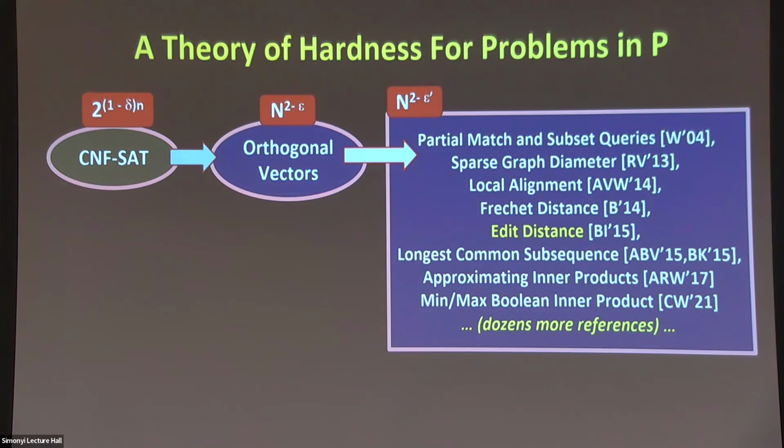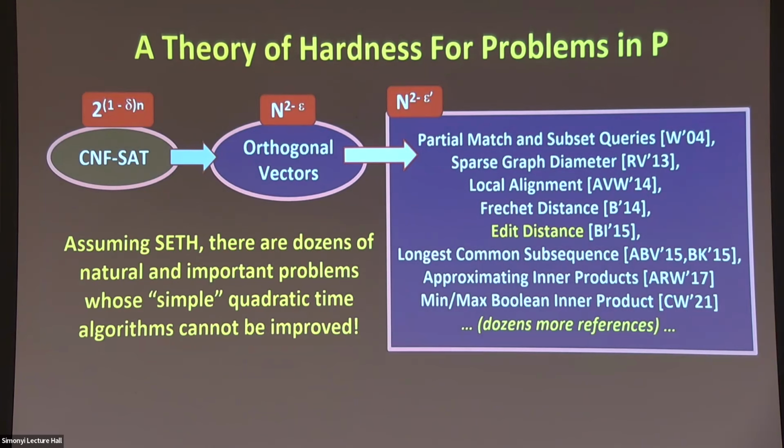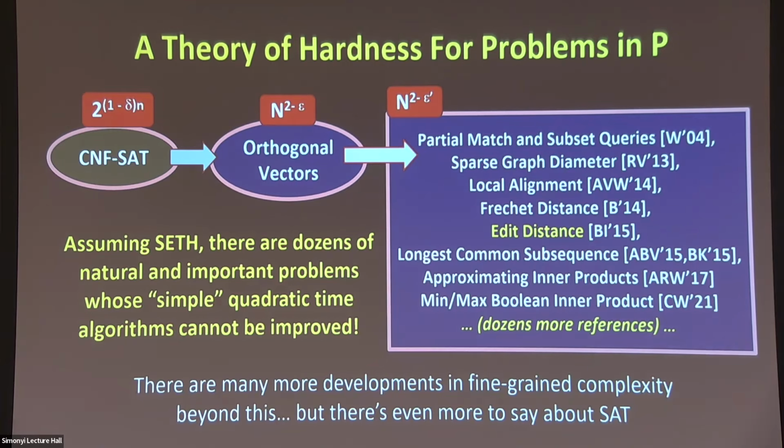So like computing the edit distance between 2 strings, there's a quadratic time algorithm, and having any reason to believe it could be optimal was cause for celebration. So assuming the strong ETH, or even assuming the difficulty of orthogonal vectors, there's dozens of natural and important problems where the simple quadratic time algorithm just can't be improved. And there's many more developments in fine-grained complexity beyond this, but there's even more to say about SAT.